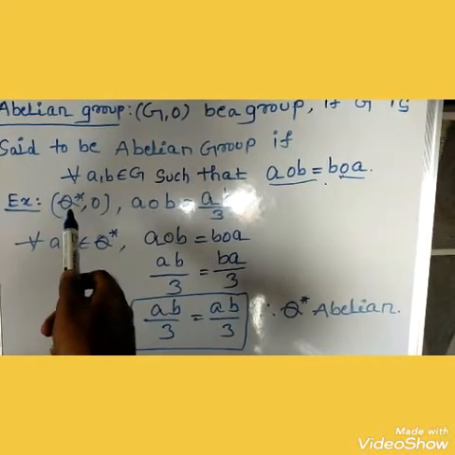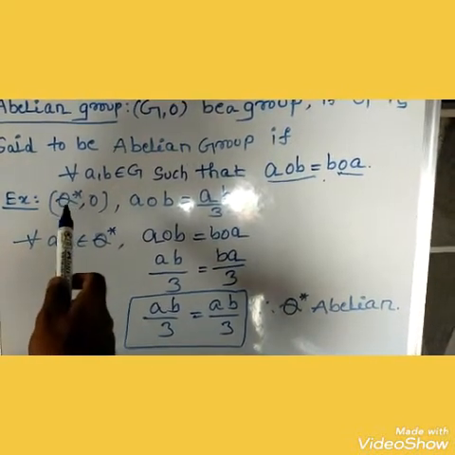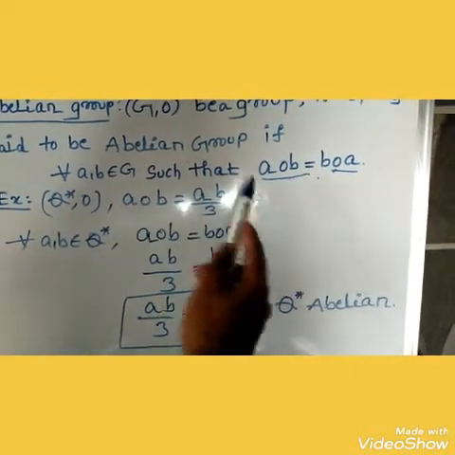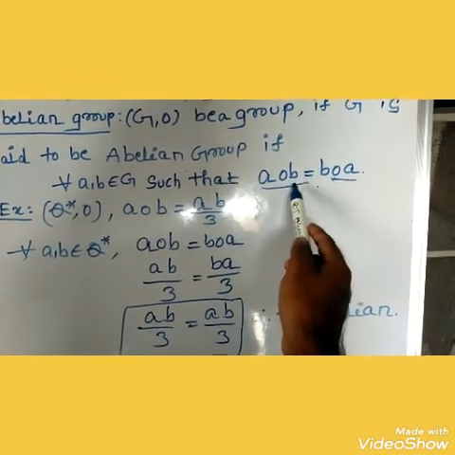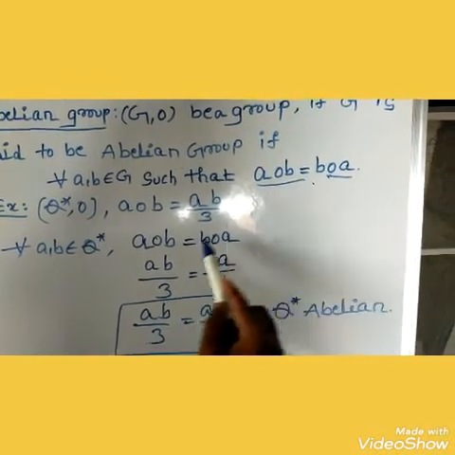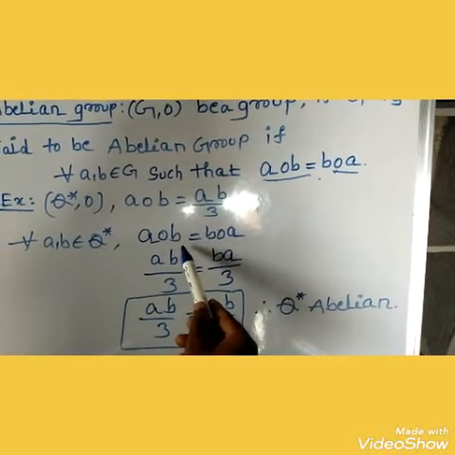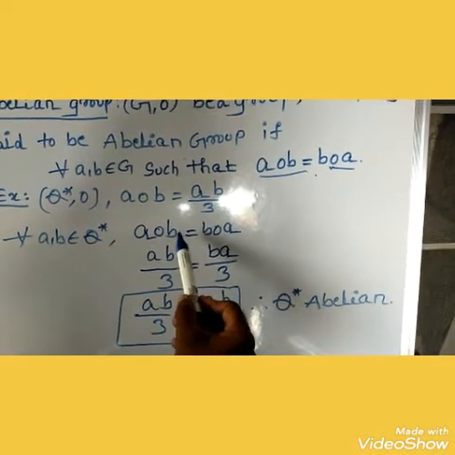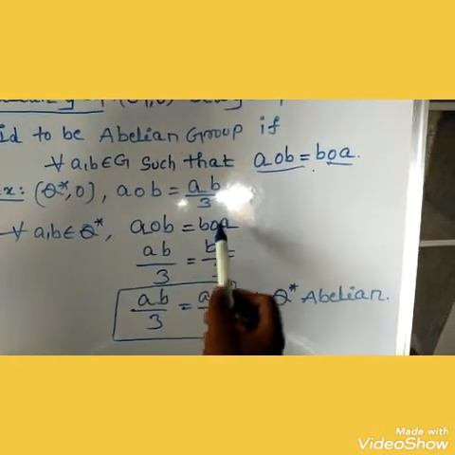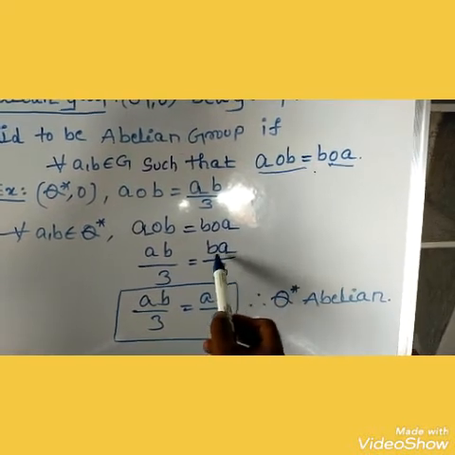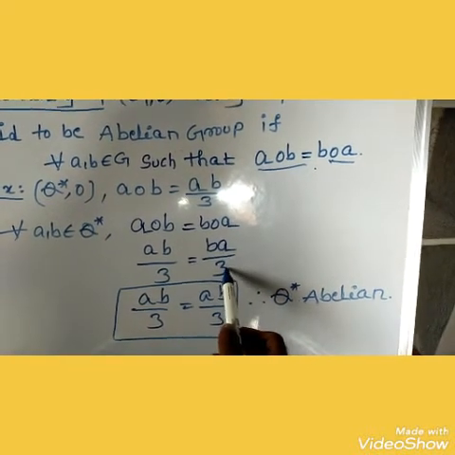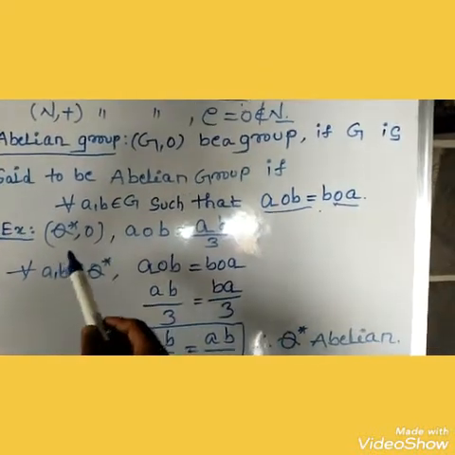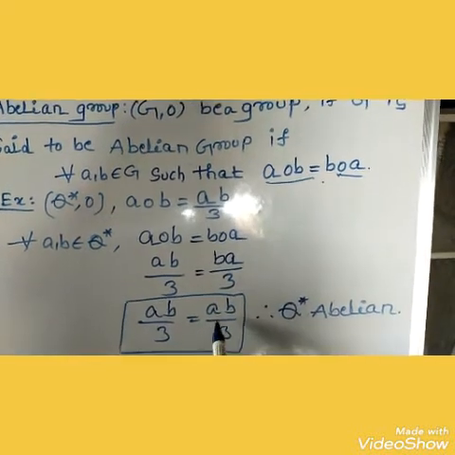For example, take the first one. Q star is the non-zero rational number set. With respect to this binary operation, Q star is an abelian group. To check whether any group is abelian or not, we have to check this condition. A circle B is equal to B circle A. A circle B is AB by 3, and B circle A is BA by 3. These two are equal, so this group satisfies the condition. So this is an abelian group.